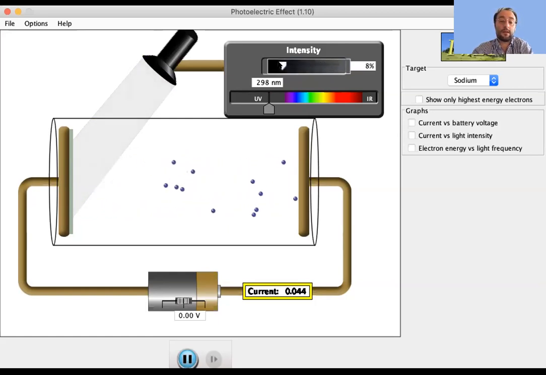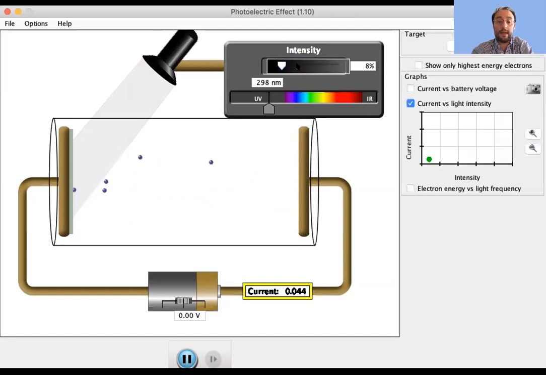Smaller intensity, fewer electrons come out. And so, how do you measure? There are two things to measure. One is the number of electrons that come out. Well, you can measure the current, right? So you can put an ammeter here. And so let's do current versus light intensity. And you can see that as intensity increases, the current increases. You can put an ammeter, you can measure the current.